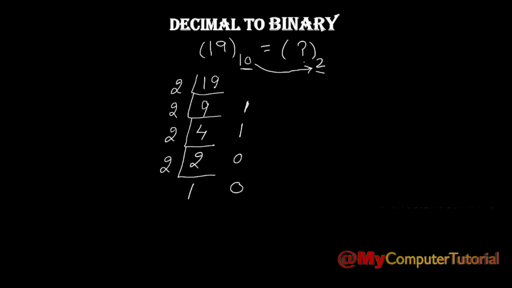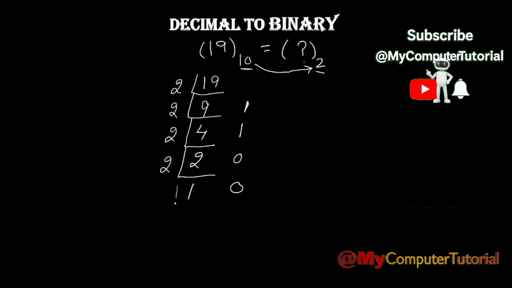Once again, take the number and divide it by the base of the number system where we want to go, that is, we want to go to the binary number system. So 2 9s are 18 and this number is 19, so the remainder is 1. 2 4s are 8, this number is 9, so the remainder is 1. 2 2s are 4, so completely divided, 0. 2 1s are 2, completely divided, 0.